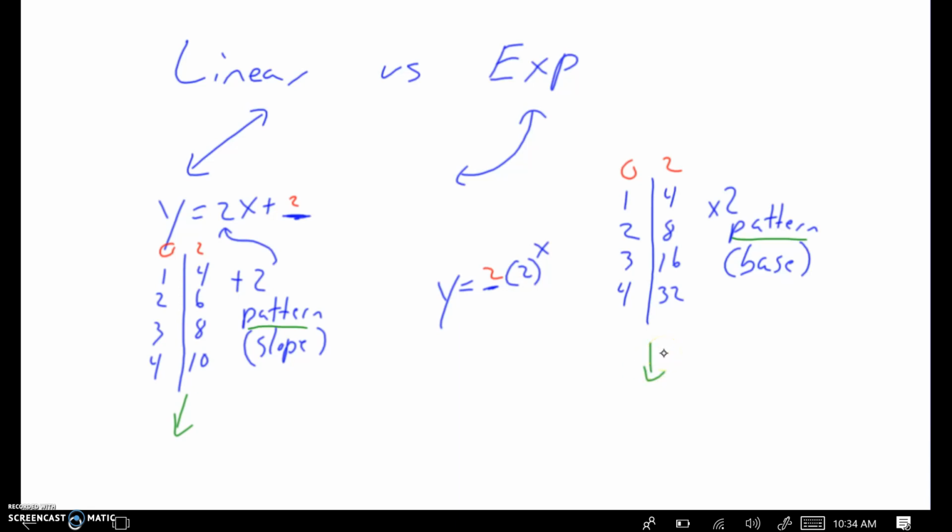When it comes to these linear ones, we call them arithmetic sequences. An arithmetic sequence is just a linear pattern with a plus pattern, a constant rate of change. And an exponential function, we call those a geometric sequence. And so we see a multiplication pattern as a geometric sequence, but really it's just an exponential function.